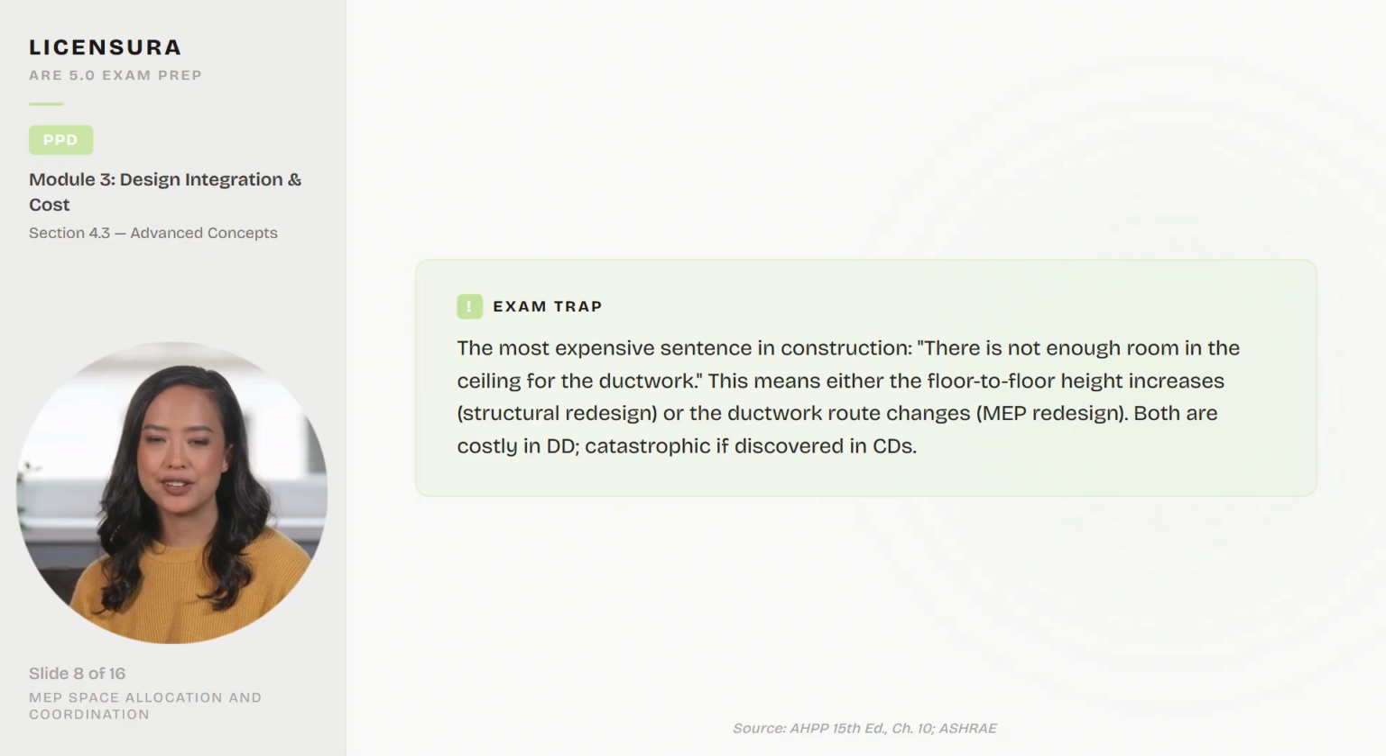A critical warning: the most expensive sentence in construction. There is not enough room in the ceiling for the ductwork. This means either the floor-to-floor height increases, structural redesign, or the ductwork route changes, MEP redesign. Both are costly in DD, catastrophic if discovered in CDs.